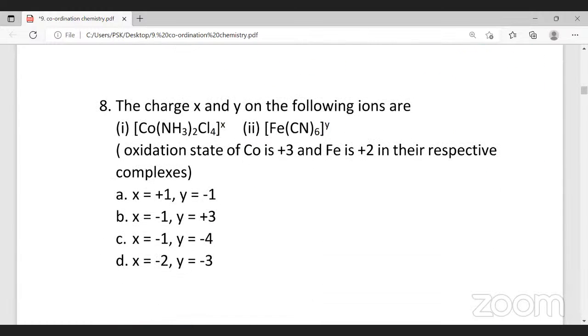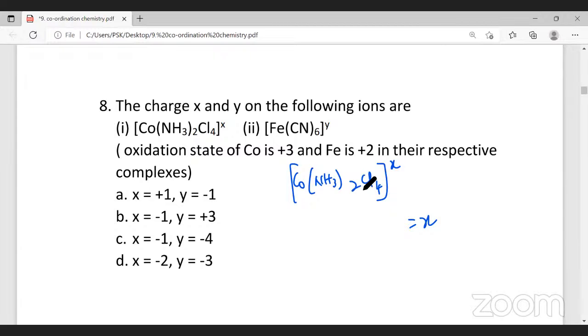The next question: the charges X and Y on the following ions are. The oxidation state of cobalt is +3, and the oxidation state of iron is +2 in their respective complexes. Now I'll work out one of the complexes. The second complex, let's see, anybody can help me. This is the complex they have given. The charge on this complex, they have marked as X. Now I told you in the beginning of the class, you should be in a position to identify the type of ligands in order to work problems and other concepts in this chapter.